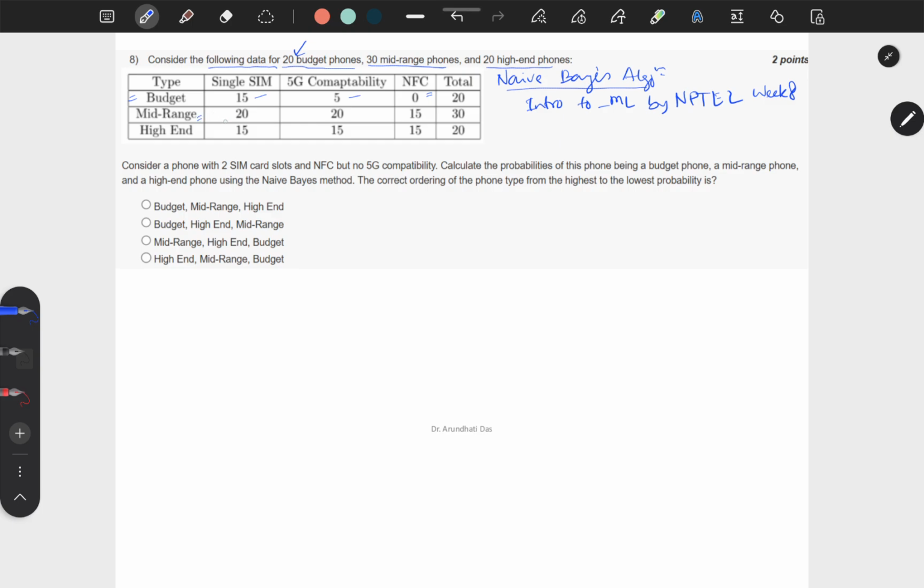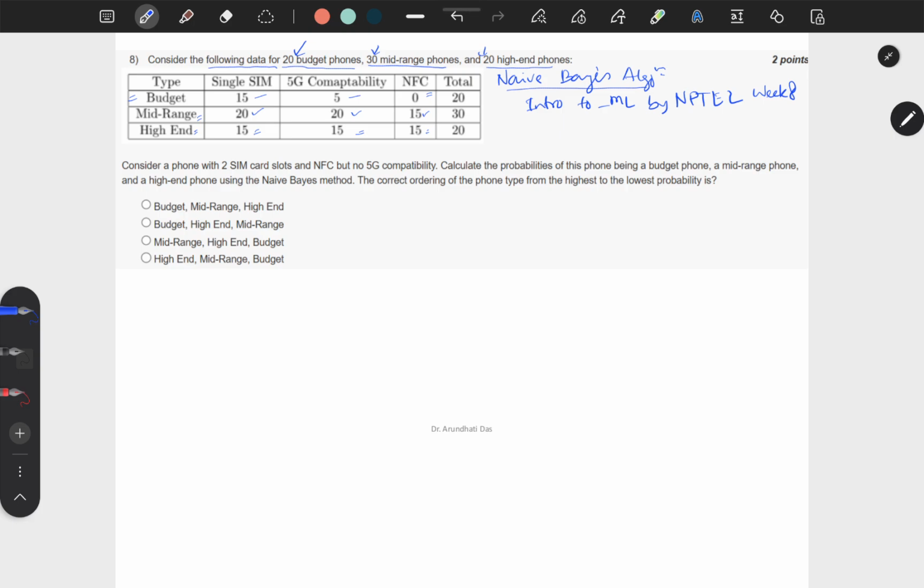Then out of the mid-range phones, which were 30, 20 have single SIM, 20 again have 5G compatibility, and 15 have NFC. Total 30 phones are there. So here some of the phones have multiple features or attributes. And out of the 20 high-end phones, 15 have single SIM, 15 have 5G compatibility, and 15 have this feature called NFC.